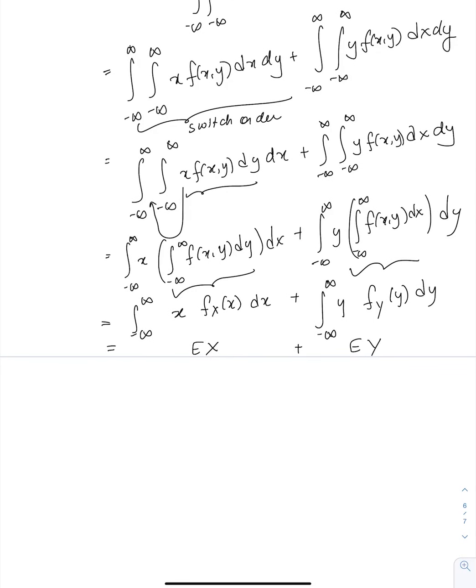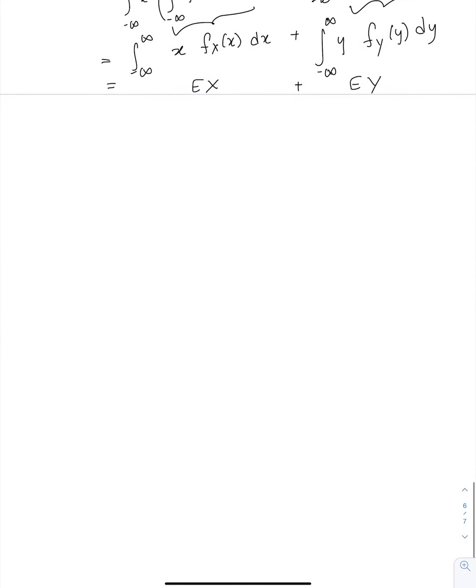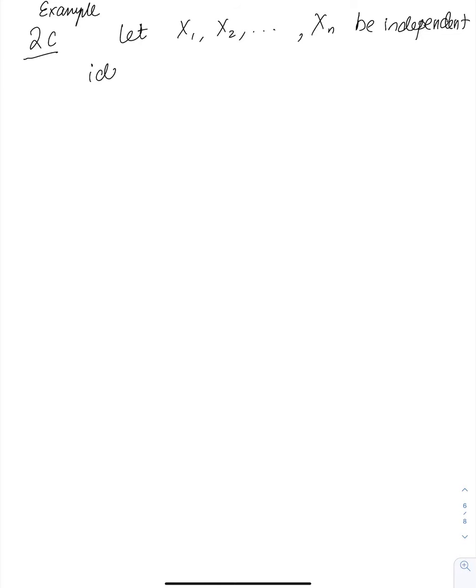All right, so now let's take a look at a couple more examples. If we look at example 2c, we're going to look at a mean of n random variables. Okay, so example 2c. Okay, so what do you have in this example? You have n independent random variables with the identical distribution.